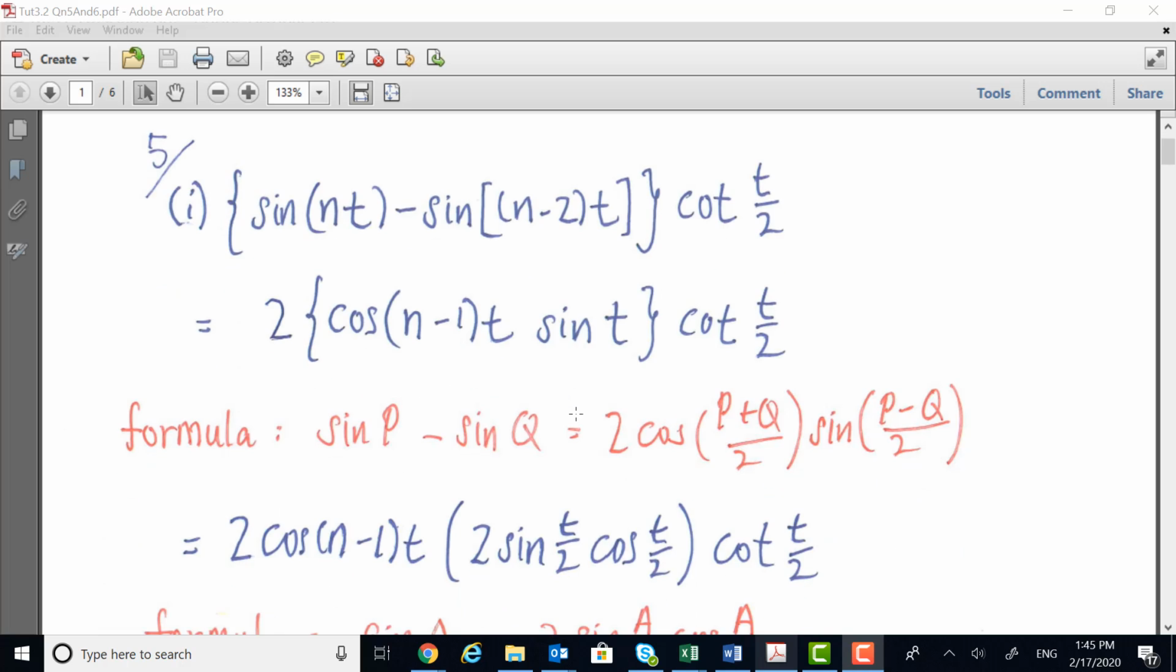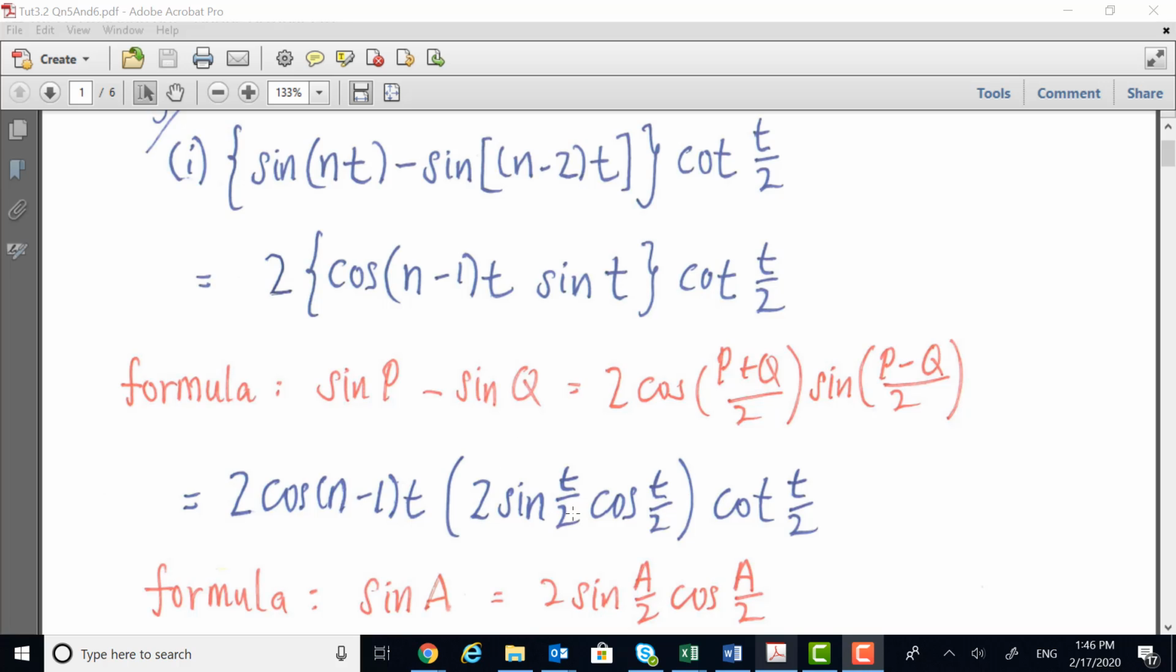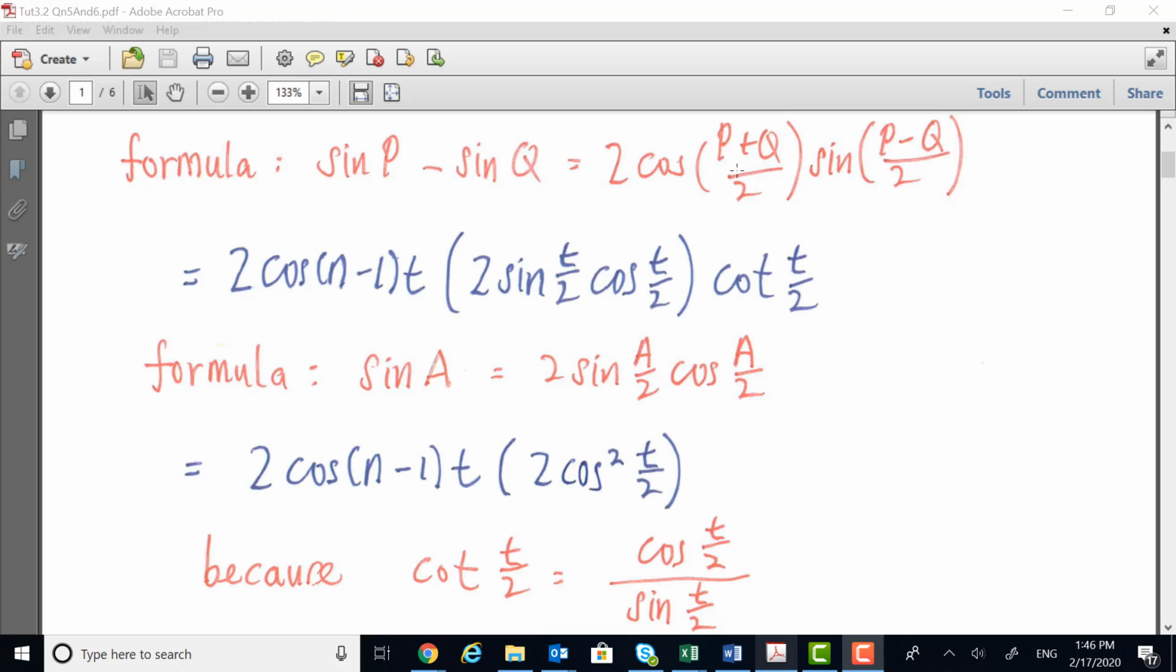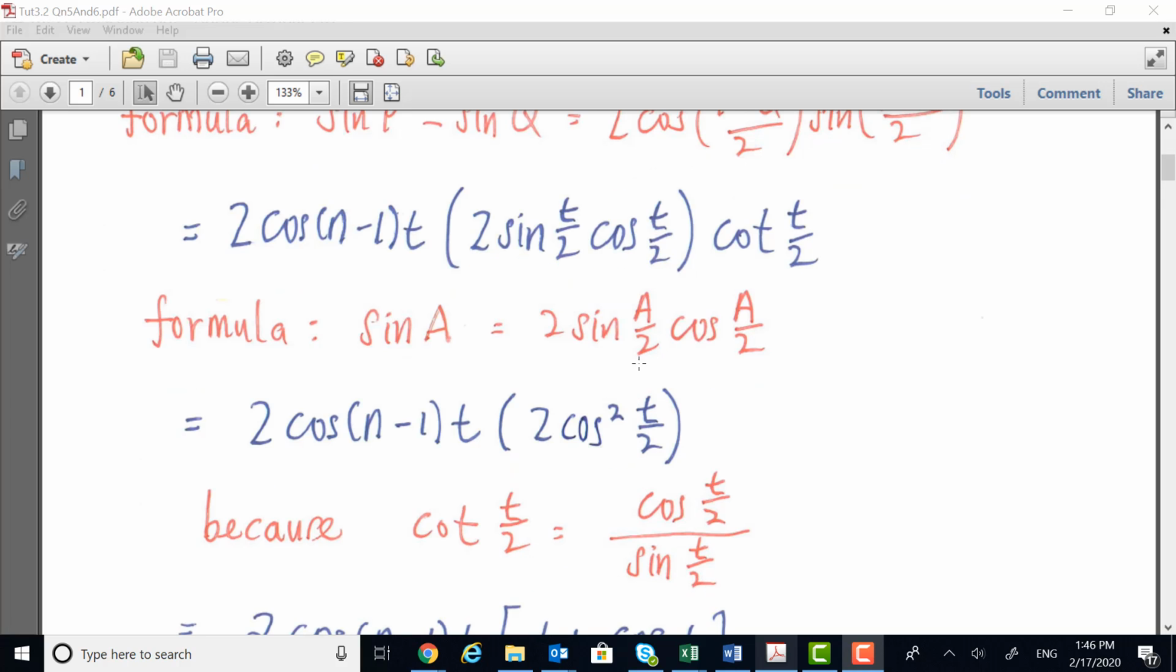After that, what I did was I broke this sine t into sine t over 2 cos t over 2, and to break this up from here into here, I've used this formula. This is actually the half angle formula that we are familiar with. And after that, because this is a cotangent, cotangent t over 2 can be changed into cos over sine. Then a copy of sine cancels with this sine, and it will leave you with just cosine square.